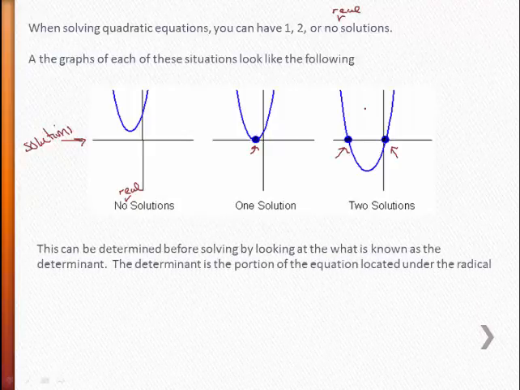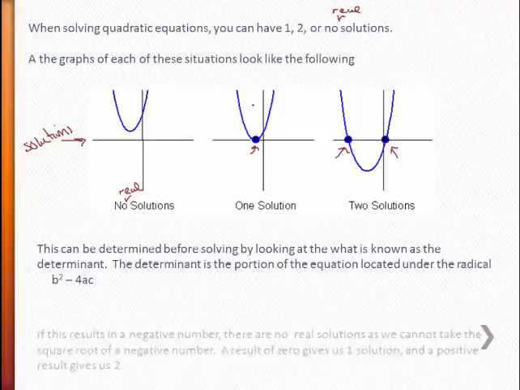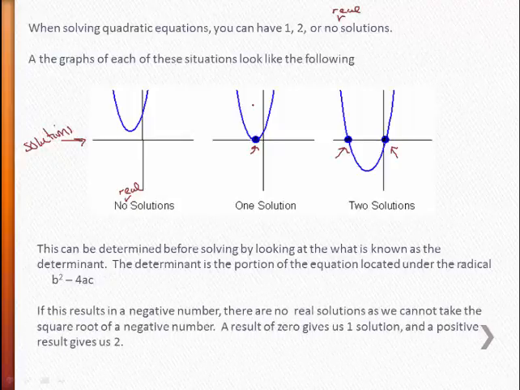We can determine if we have one, two, or no solutions by looking at what's known as the determinant. And the determinant is the portion of the equation located under the radical. Okay. The part located under the radical is b squared minus 4ac. So if we take b squared minus 4ac, the answer to that will give us how many solutions we have. If we have a negative number, there are no real solutions because you cannot take the square root of a negative. If you get a 0, it gives you one solution because the square root of 0 is 0. And so if you have b plus or minus 0, it's just b. And then a positive result gives us two solutions.